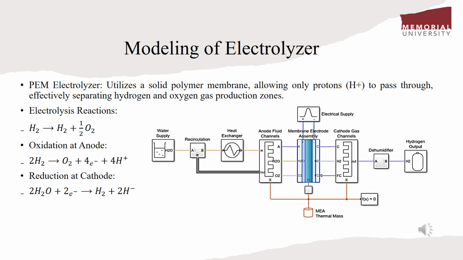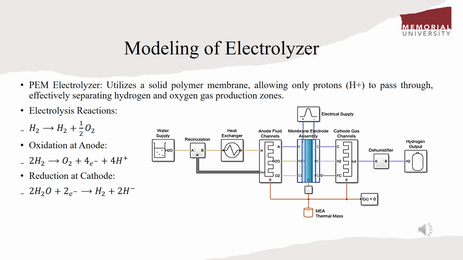This slide explains the working principle and modeling of the polymer electrolyte membrane electrolyzer. The system uses a solid polymer membrane which selectively allows positive hydrogen ions, that is protons, to pass through, keeping the hydrogen and oxygen generation zones separate.